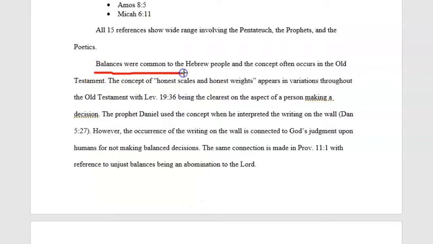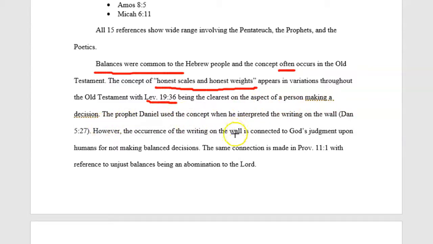So balances were common to the Hebrew people, and the concept often occurs in the Old Testament. The concept of honest scales and honest wages appears in variations throughout the Old Testament, with Leviticus 19:36 being the clearest on the aspect of a person making a good decision or a bad decision.